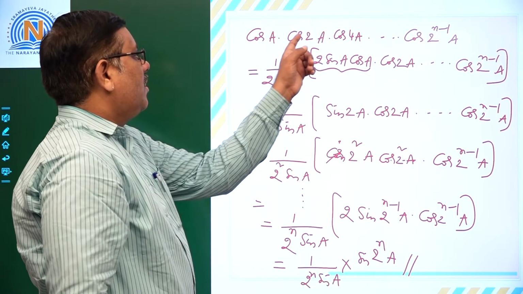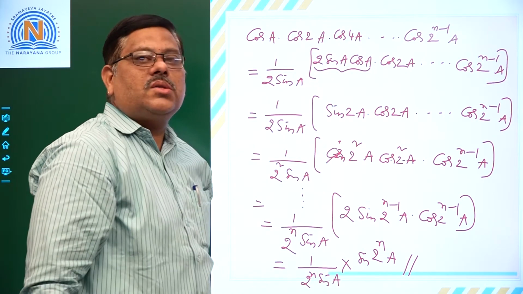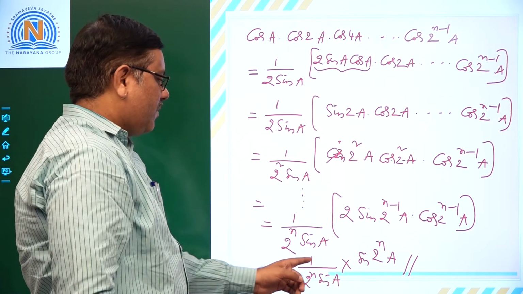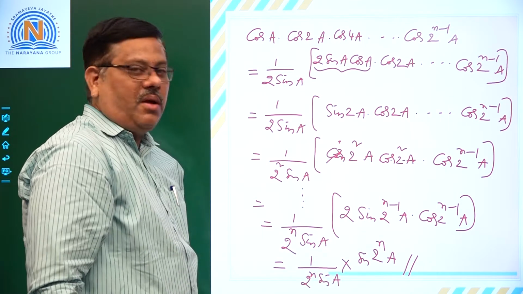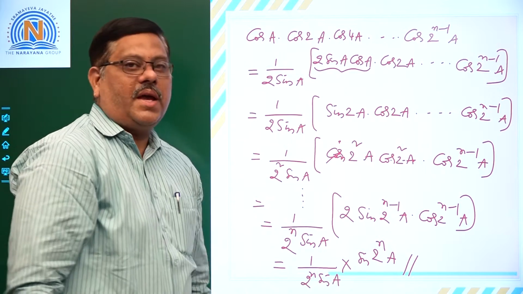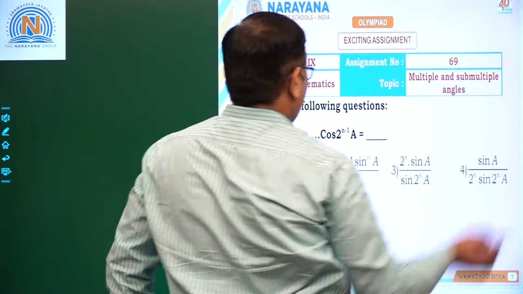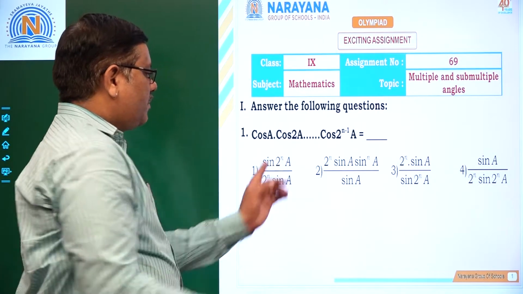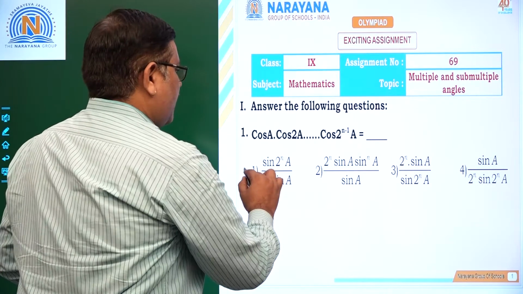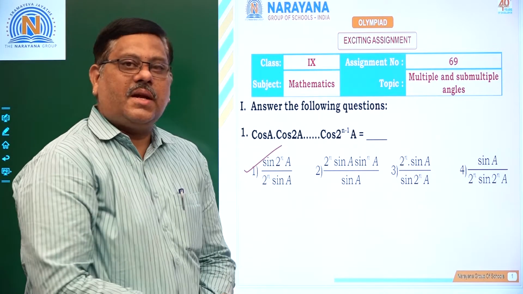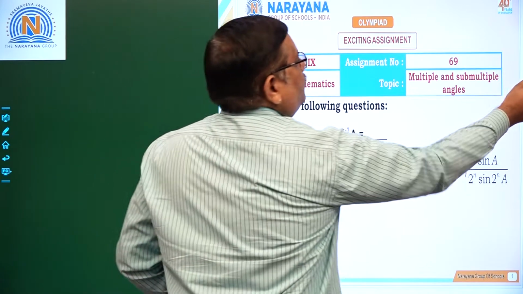So, cos A into cos 2A into cos 4A into so on cos 2 power n minus 1 times of A is equal to sin 2 power n of A by 2 power n times of sin A. So, which is the right option here? Sin 2 power n times of A by 2 power n sin A. That is nothing but the first option for us. That is the right answer. Let us take the next question.